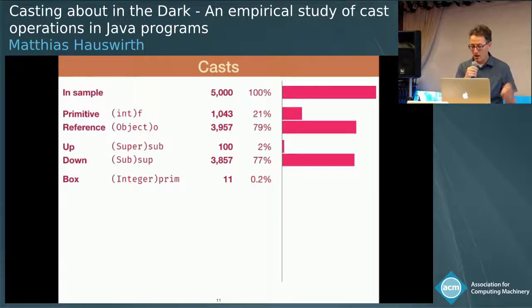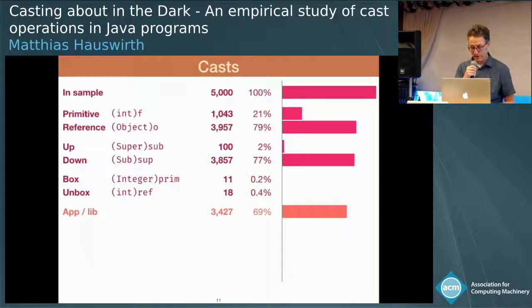Then we also have, in Java, boxing and unboxing. So there are some casts, very, very few, 11 we found, that are boxing primitive values and 18 that are unboxing primitive values. You have auto-boxing and unboxing, so they wouldn't be necessary, but still in some cases they're there for a purpose.